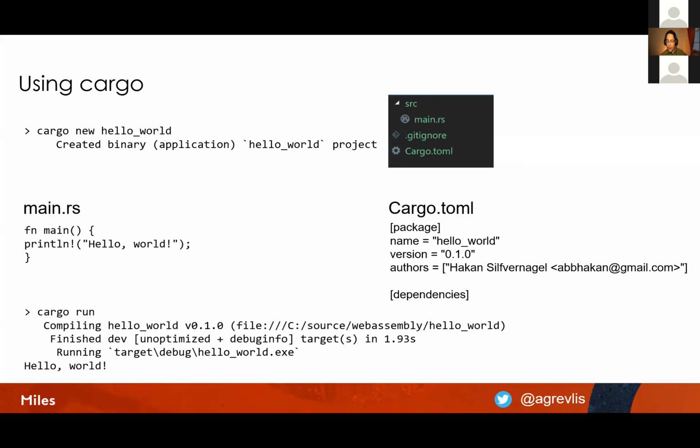And we also have something called a TOML file. So the TOML file is a package definition. So as a bare minimum, you need to provide a name for your package and the version number and also the authors. And if you have any external dependencies, you should define them also in the TOML file.